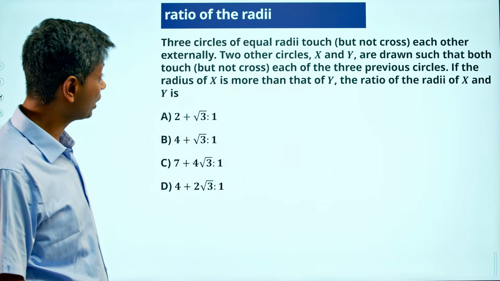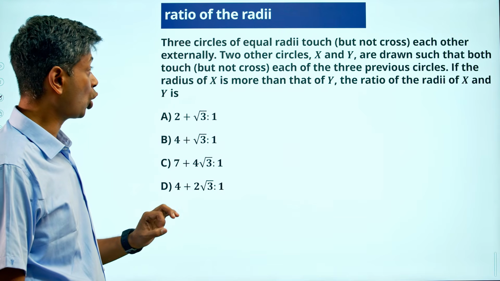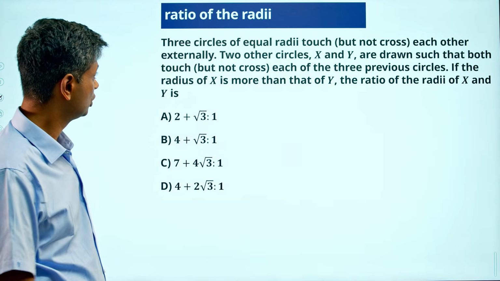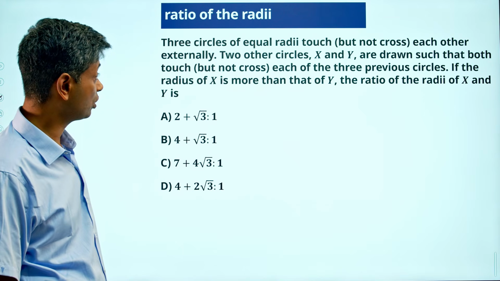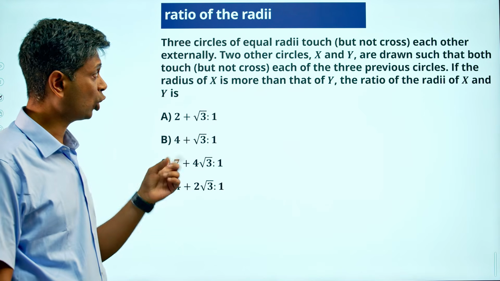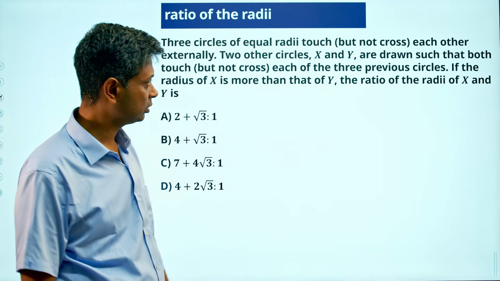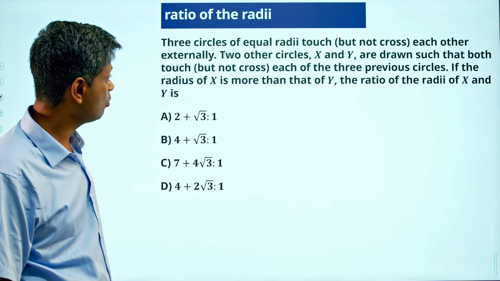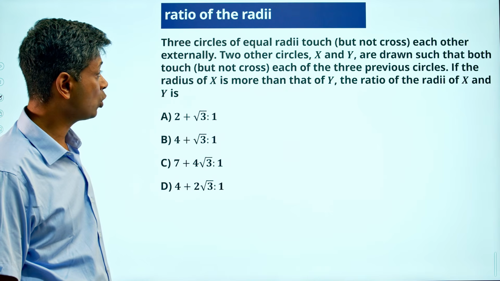Three circles of equal radii touch but not cross each other externally. Two other circles x and y are drawn such that both touch but not cross each of the three previous circles. The radius of x is more than that of y. The ratio of radii of x and y?